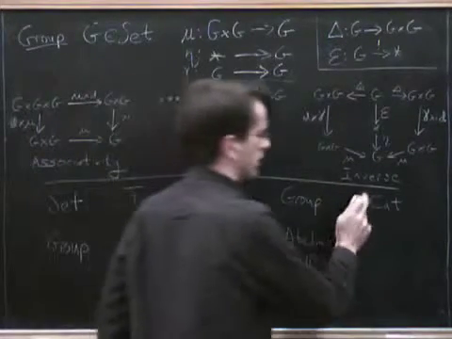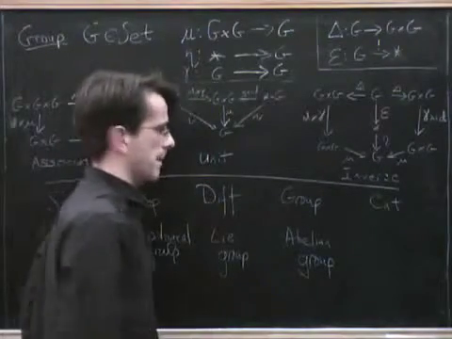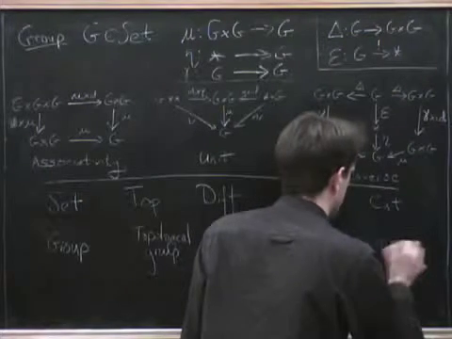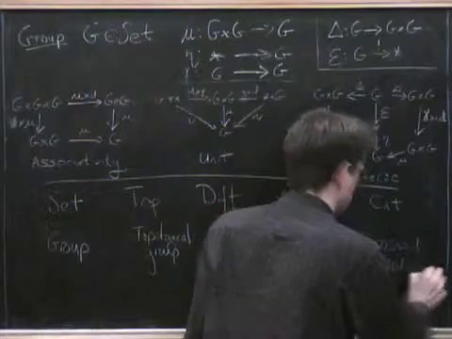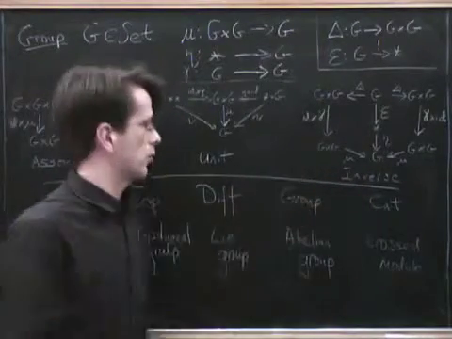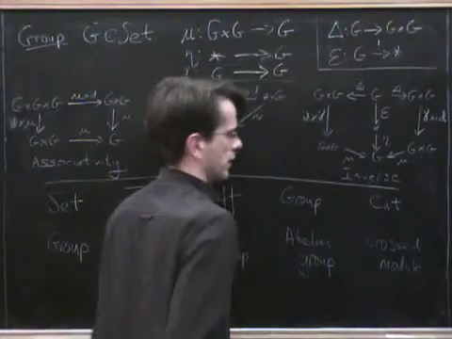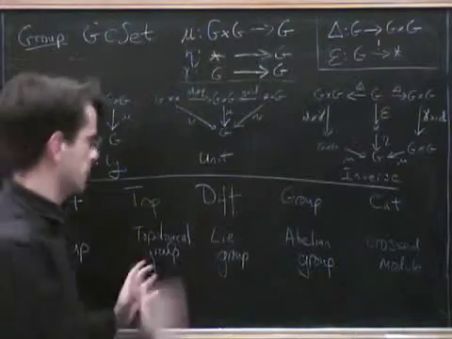A group object in the category of categories is something which arises in various contexts. I guess I'll just call it a crossed module. It's also a category in the category of groups, but that's not of much interest to us at the moment. It's just a different example of a group object in a Cartesian category.